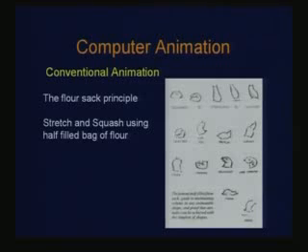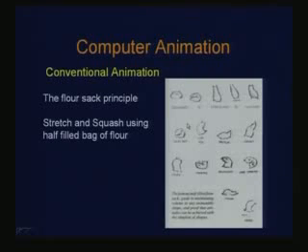So it is a very simple idea. Imagine there is a sack with partial flour in it, and then what you are trying to do is squash and twist and deform that sack to be able to generate various effects. That's what is illustrated here. This is a completely squashed, this is stretched, this is twisted. So all this is showing that you can actually generate various forms and shapes using the technique of squash and stretch.